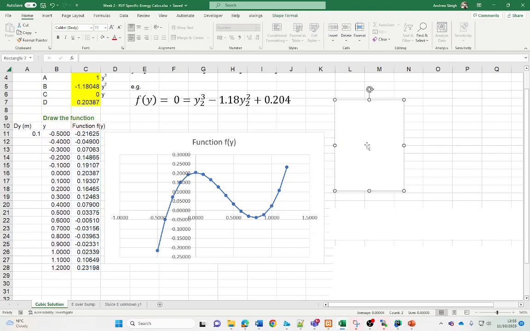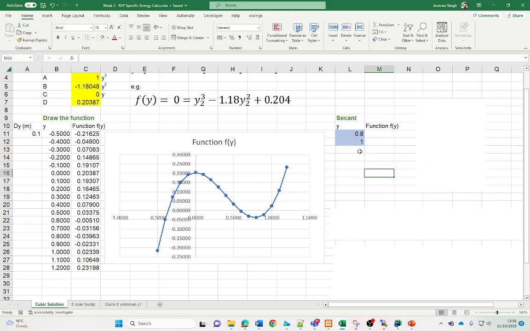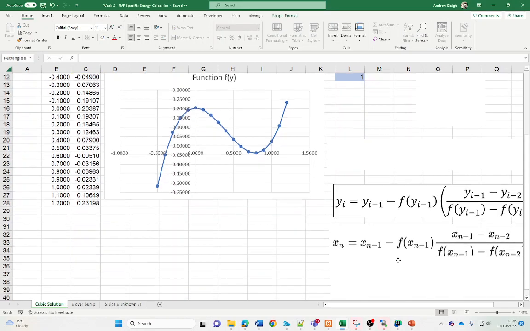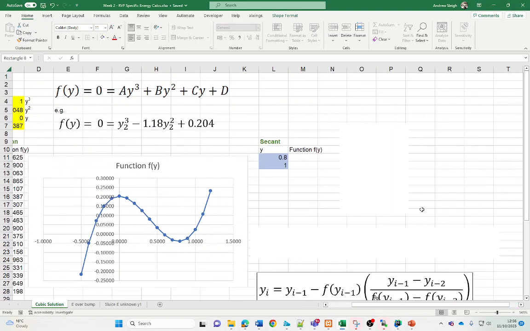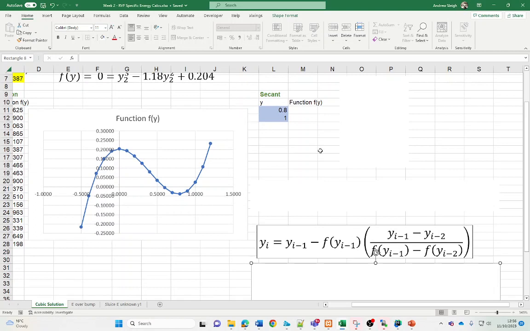So let's do an iteration, and I'm going to do a secant calculation. We cannot calculate the 3 values all at once. We can only calculate the 3 solutions one at a time. The secant method will only calculate 1 solution at a time. I've got the secant equation written in the sheet for you. Let's move over and focus on that.